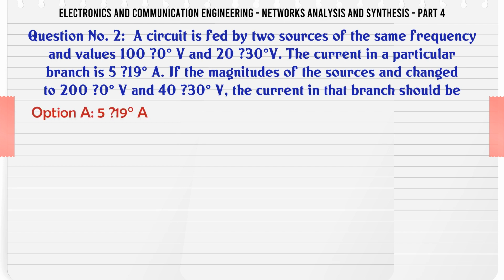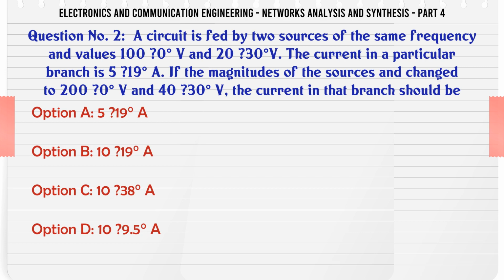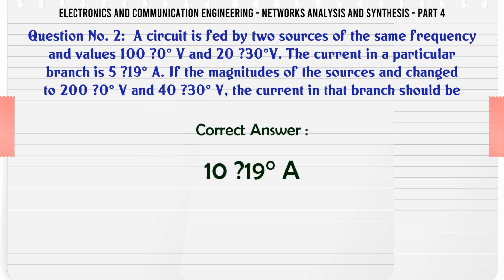A circuit is fed by two sources of the same frequency and values 100 V and 20∠30° V. The current in a particular branch is 5∠19° A. If the magnitudes of the sources are changed to 200 V and 40∠30° V, the current in that branch should be A: 5∠19° A, B: 10∠19° A, C: 10∠38° A, D: 10.5 A. The correct answer is 10∠19° A.